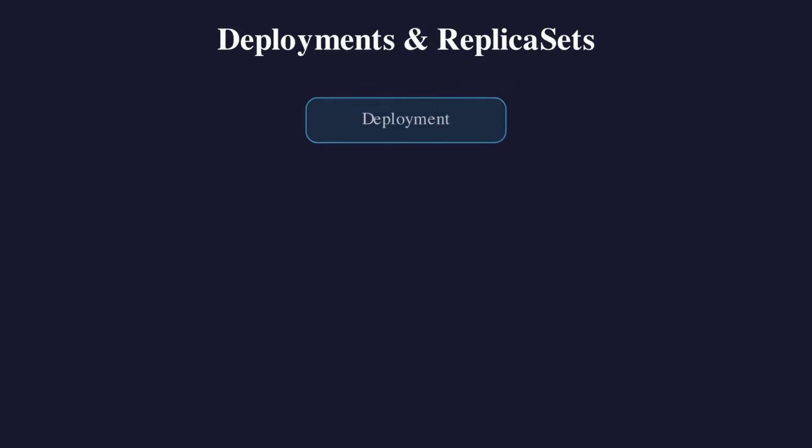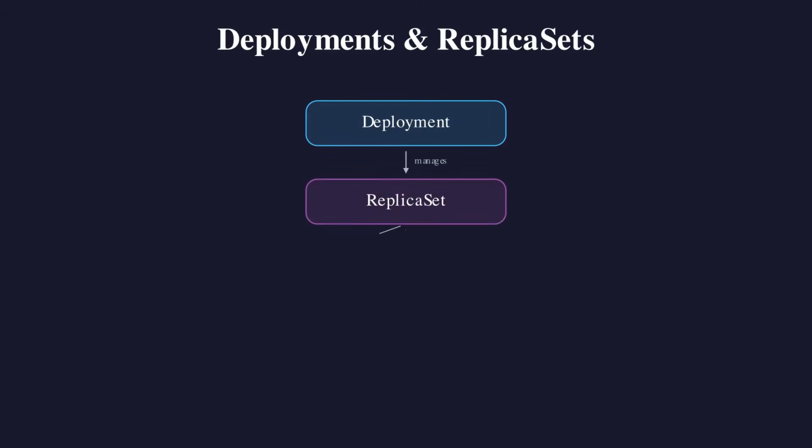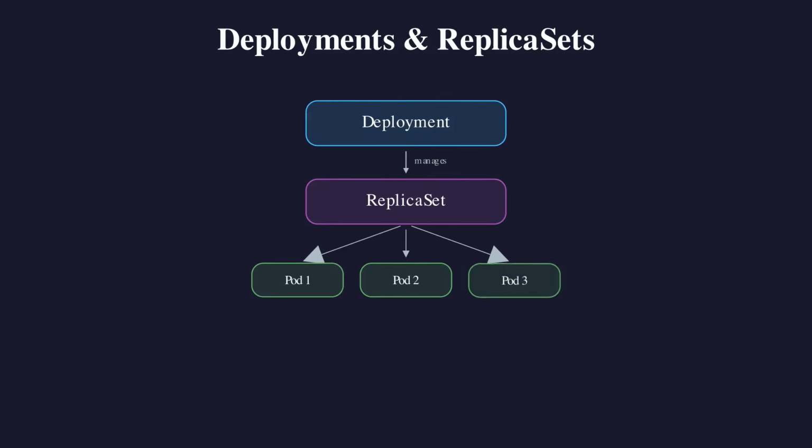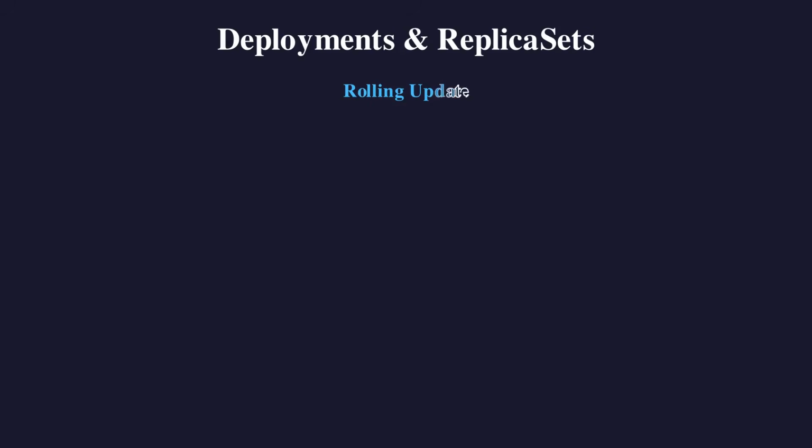In Kubernetes, you don't manage individual pods. Instead, you use deployments. A deployment tells Kubernetes, I want 3 replicas of my web server, using this container image, with these resource limits. Kubernetes creates a replica set under the hood, and the replica set ensures exactly 3 pods are always running. If a pod crashes, the replica set detects it and creates a new one. If you scale up to 10 replicas, the replica set creates 7 more pods.